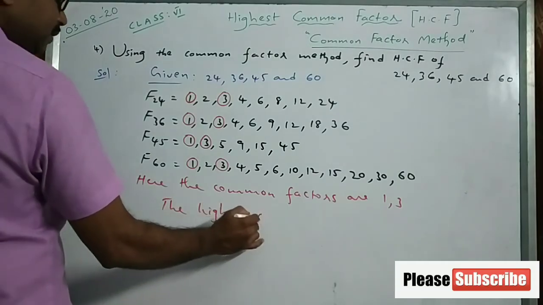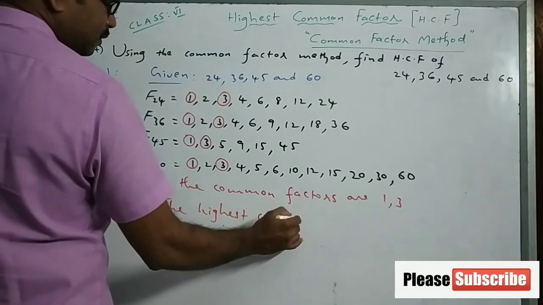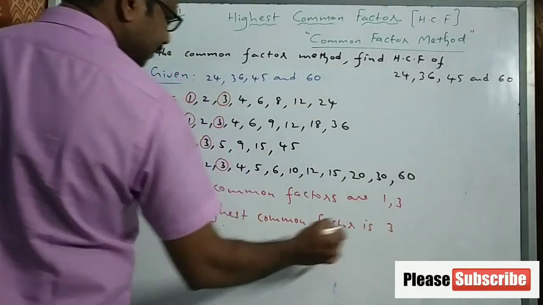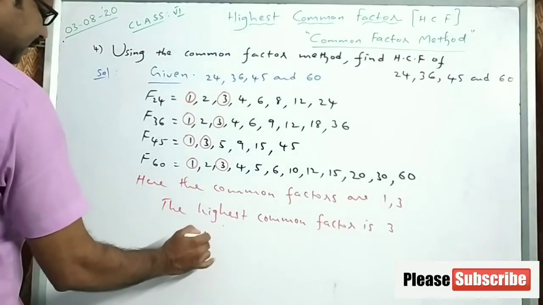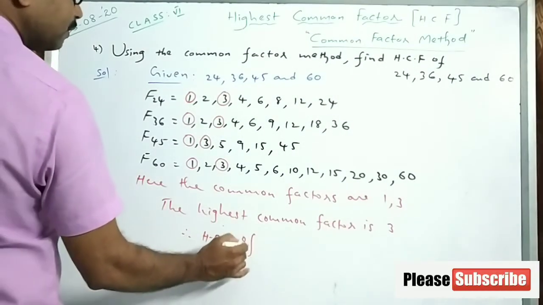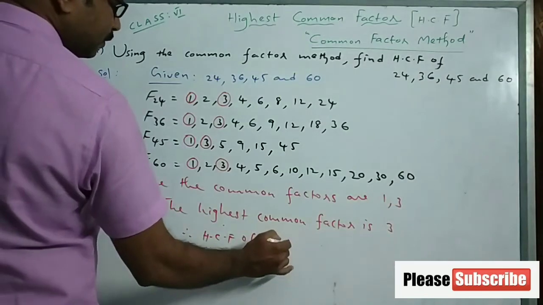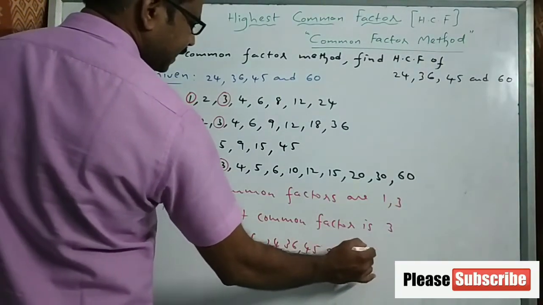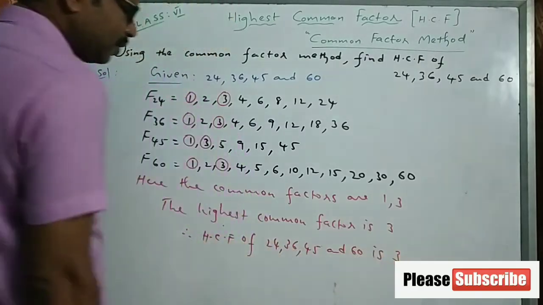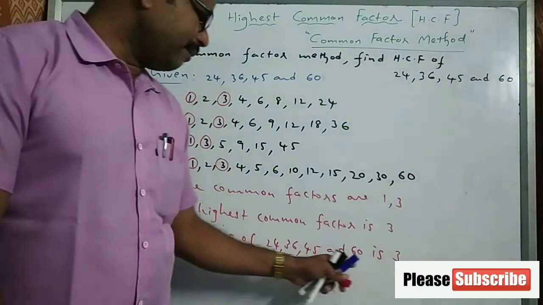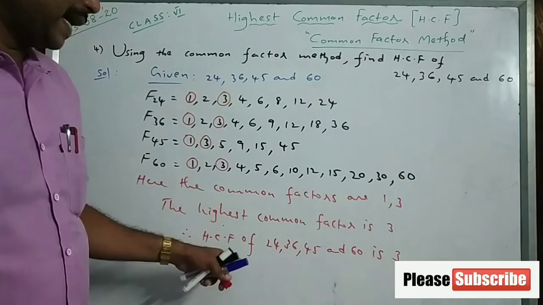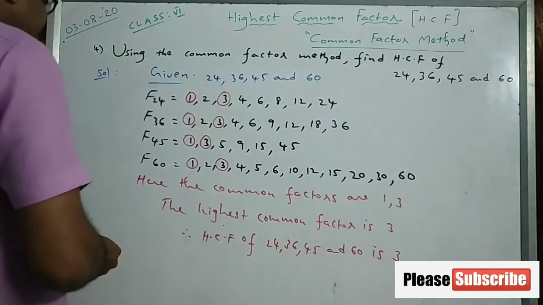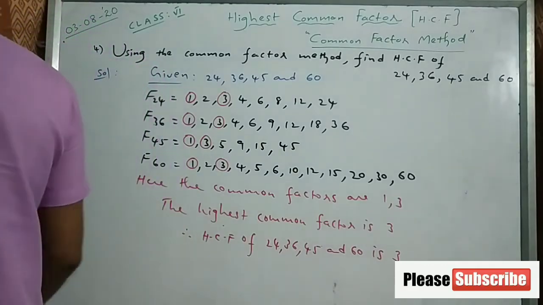The highest common factor is 3. Therefore, HCF of 24, 36, 45 and 60 is 3. So, all these numbers are divided by 3 exactly, right? That is the highest common factor. Okay, this is the way you have to calculate.